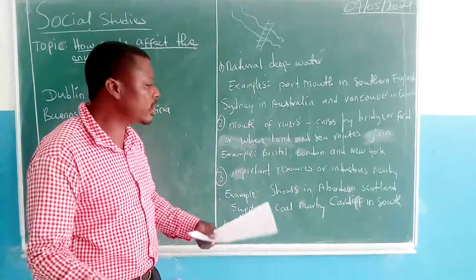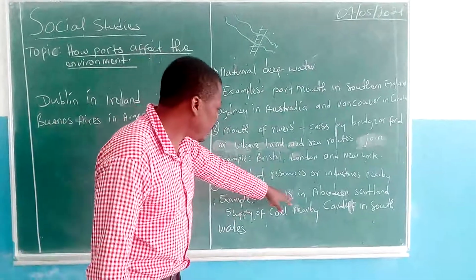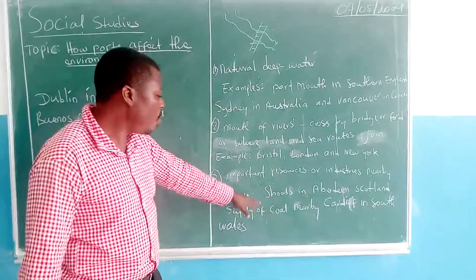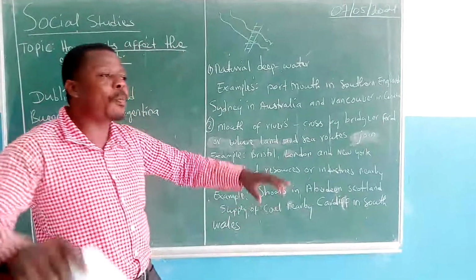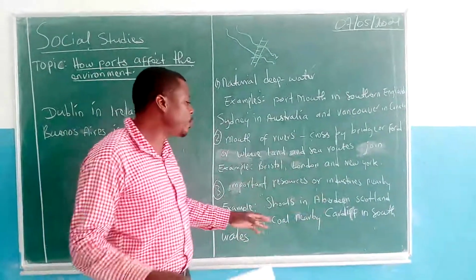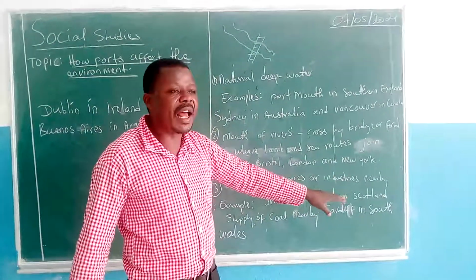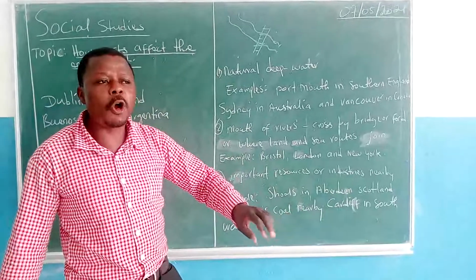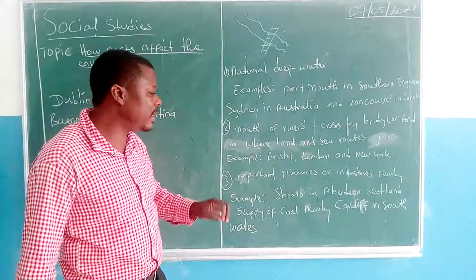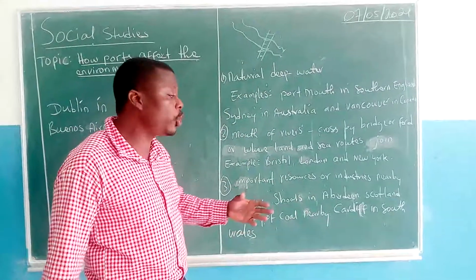Let us look at such examples. We have the shoals in Aberdeen, Scotland. What are shoals? Shoals are a large, huge group of fish that swim together. Because of the availability of these in Aberdeen in Scotland, Aberdeen became a major industrial town and city, and even a major port.